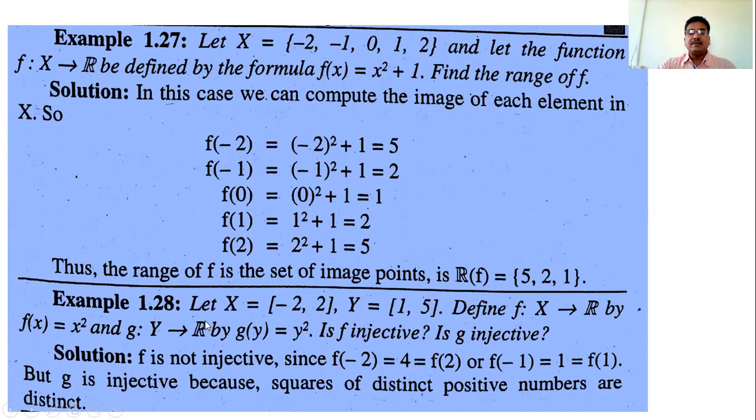So, next example. Let x be the closed interval [-2, 2]. So what is the meaning of this interval? This interval from -2 to 2 contains all numbers that lie between -2 and 2. So how many numbers lie between -2 and 2? There are infinitely many numbers between -2 and 2.